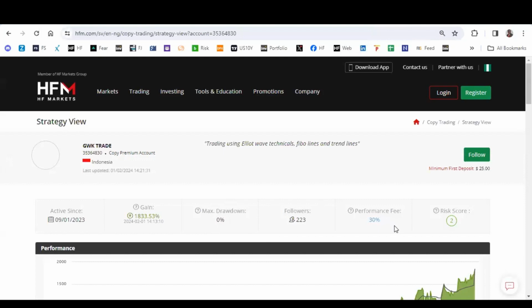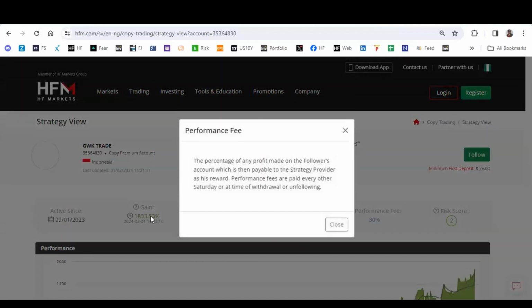He has a lot of followers, but you can see his performance fee. If you decide to follow this person, of the profit he makes for you, 30% goes to him. You can also click on this question mark to see what these parameters mean. Performance fee is the percentage of any profit made on the follower's account, which is then payable to the strategy provider as his reward. It is paid every 2 Saturdays, or at the point of unfollowing the strategy provider or withdrawing the funds.